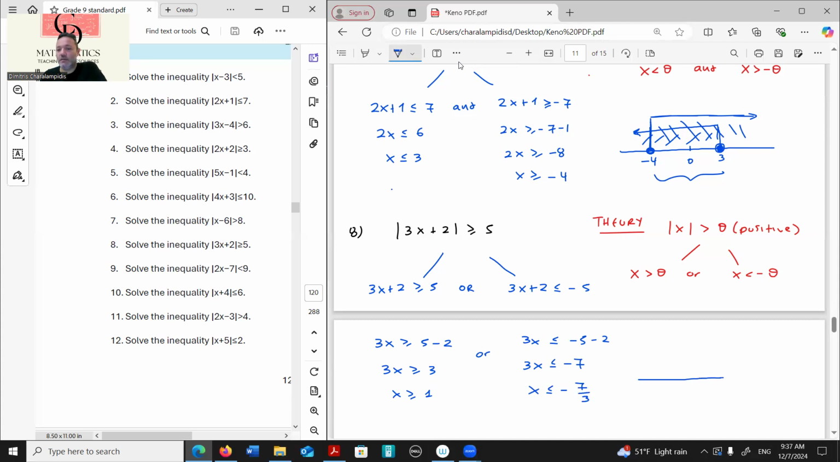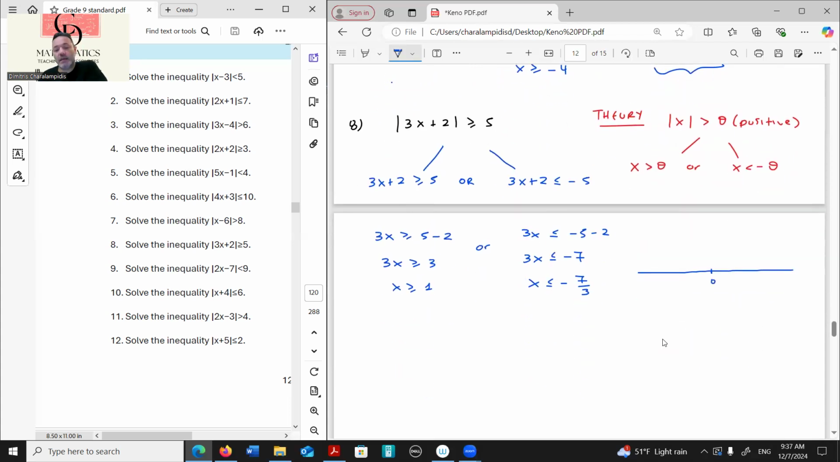Again, we need the visualization. 0 in the middle, x greater or equal than 1, assuming that 1 is here, greater or equal again means from here to the right. So I should be there. Smaller or equal than minus 7/3, minus 7/3 might be somewhere here. The equal part would make us shade it. The smaller part would make us go to the left.